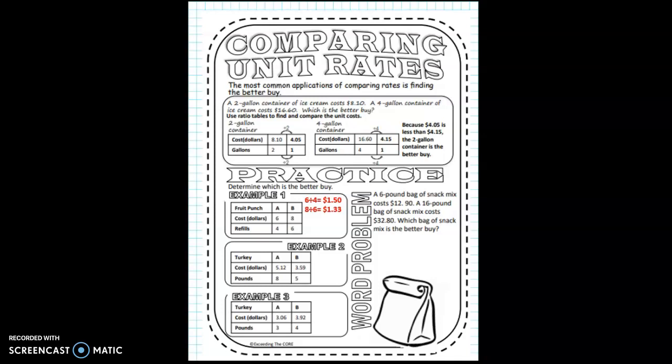6 divided by 4 is $1.50 per refill. 8 divided by 6 is $1.33 per refill. Fruit punch B is the better buy.